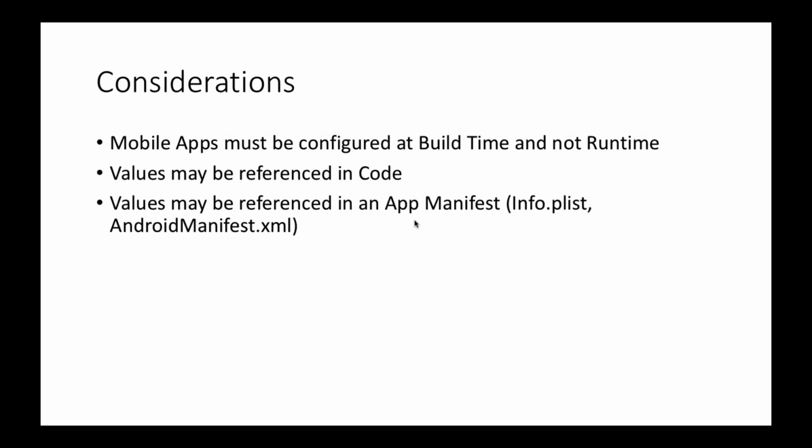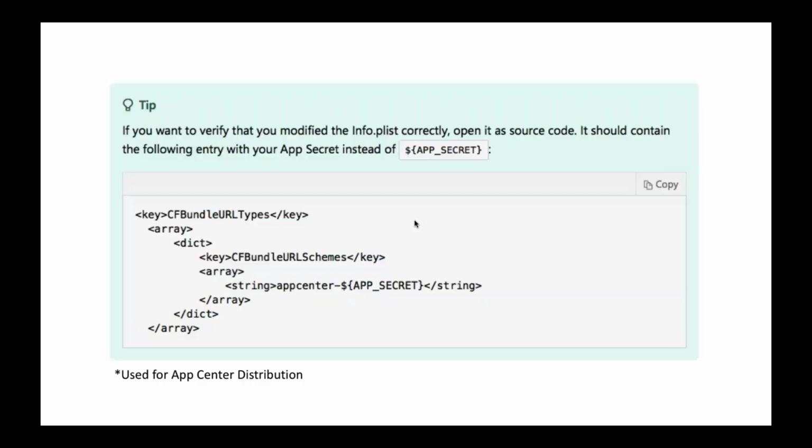With our app manifest, we sometimes also include a secret in there. And one of the places that's a great example of this is actually with App Center Distribution. In App Center Distribution, if you look at your info plist, you actually need to include an app secret.